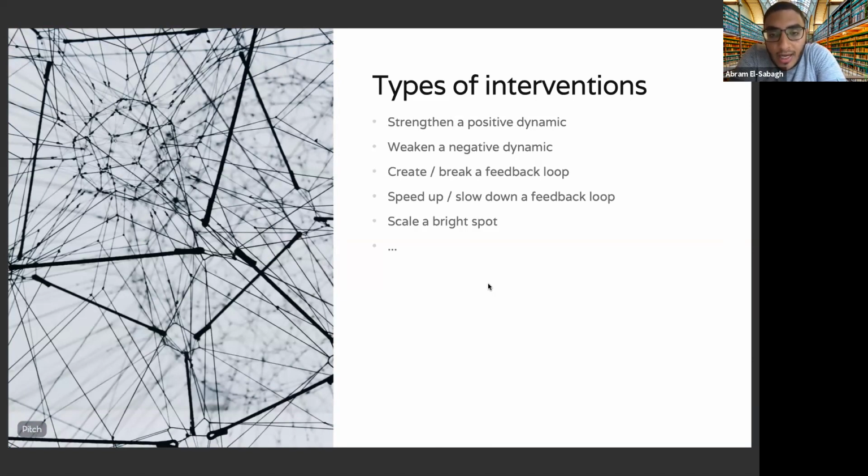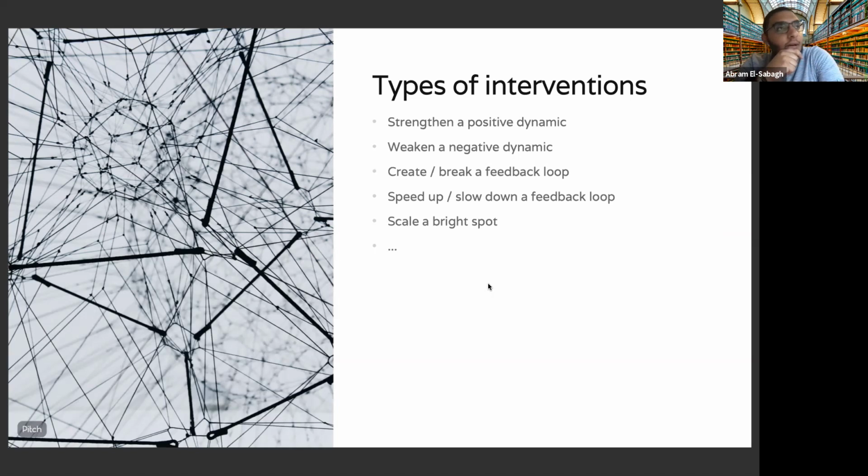You can also weaken a negative dynamic, right? You can choose a dynamic that you don't see as very helpful, and then you can ask, hold up, what if we reduce the resources that we're putting into those efforts? You can also create and break a feedback loop. So if you see two things that aren't connected, but you think, actually, what if we connect those two things and create a positive feedback loop through them?